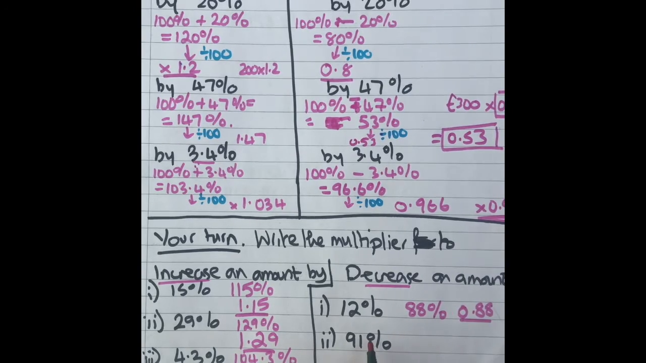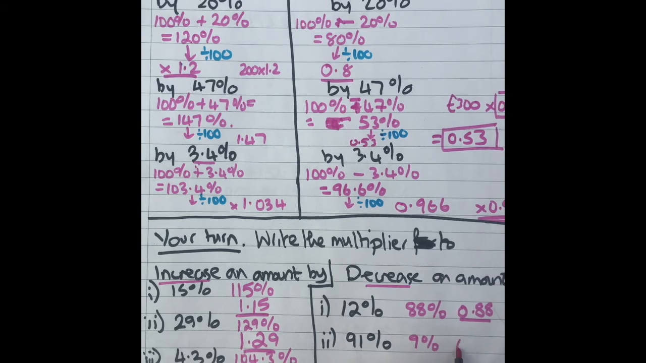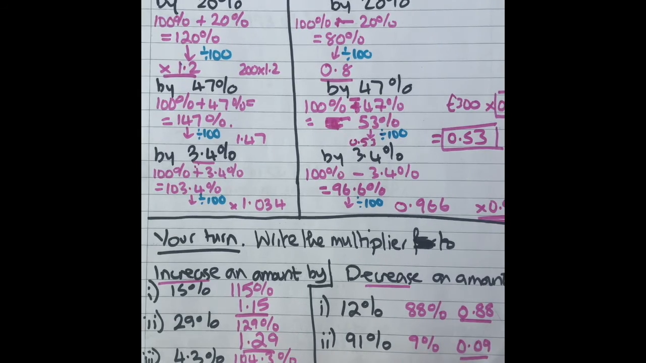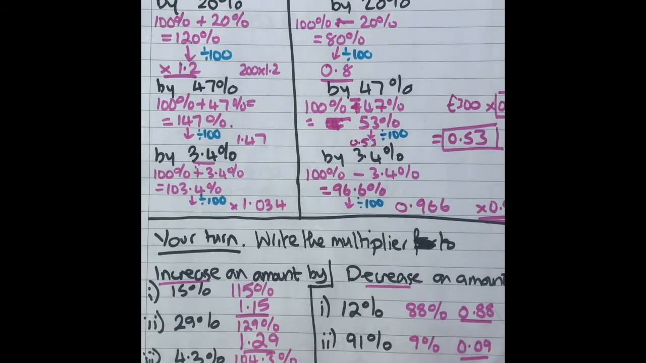91% decrease means I've got 9% left, which is, be really careful with this, 0.09 as a multiplier. Remember, 0.9 would be 90%, i.e. a 10% decrease. 2.5%, well, that would mean I've got 97.5% left, which would mean I've got a multiplier of 0.975.